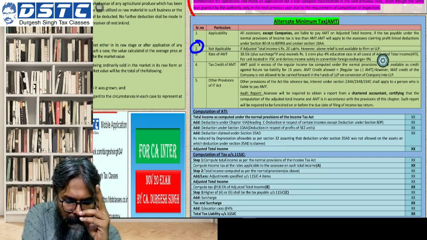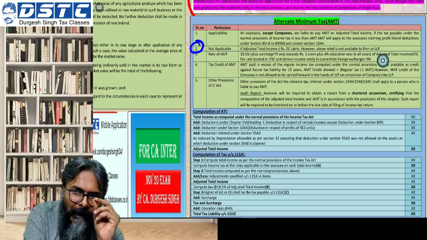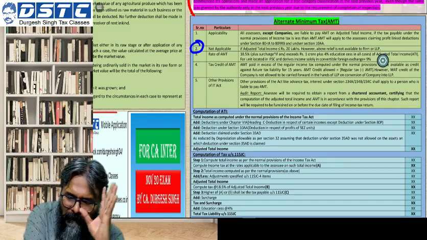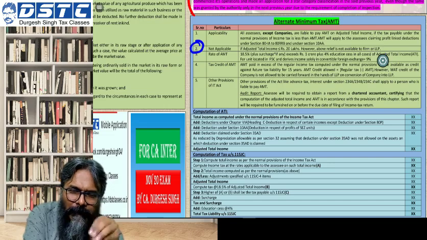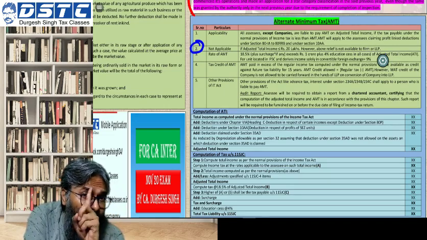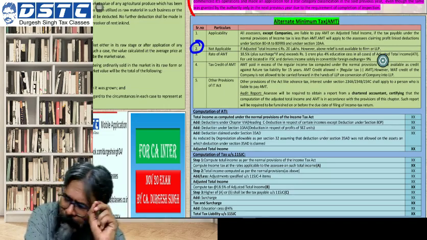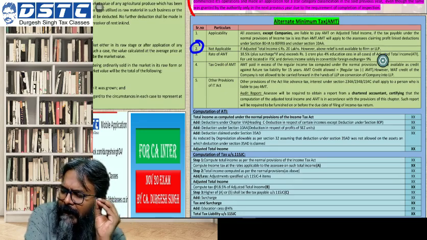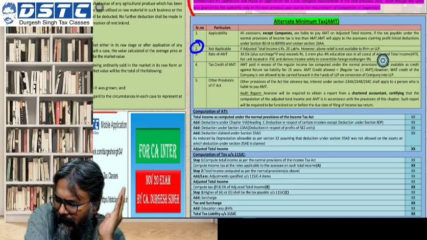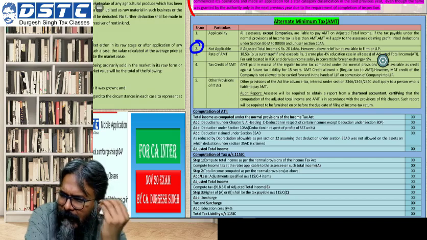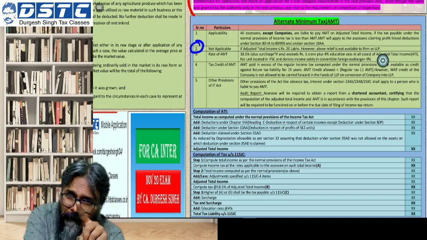In one case, even if I have taken the deduction of 10 AA, or I have taken a deduction of say 35 AD, still AMT will not be applicable. That is only one case, students. Again I am repeating. In one case, I have taken the deduction of section 10 AA, or I have taken the deduction of 35 AD. Still what?